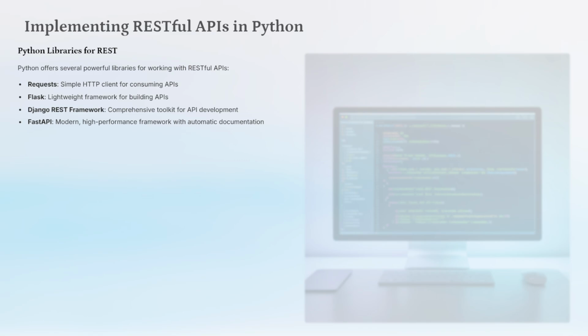So implementing RESTful APIs in Python, Python libraries for REST. Python actually offers several powerful libraries for working with RESTful APIs, where we have requests, a simple HTTP client for consuming APIs, and then we have Flask, a lightweight framework for building APIs. We also have Django REST framework, a comprehensive toolkit for API development, and then we also have FastAPI, a modern high performance framework with automatic documentation.